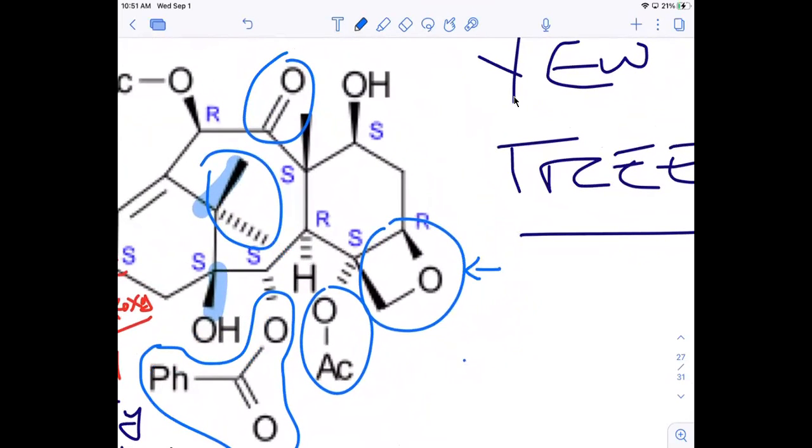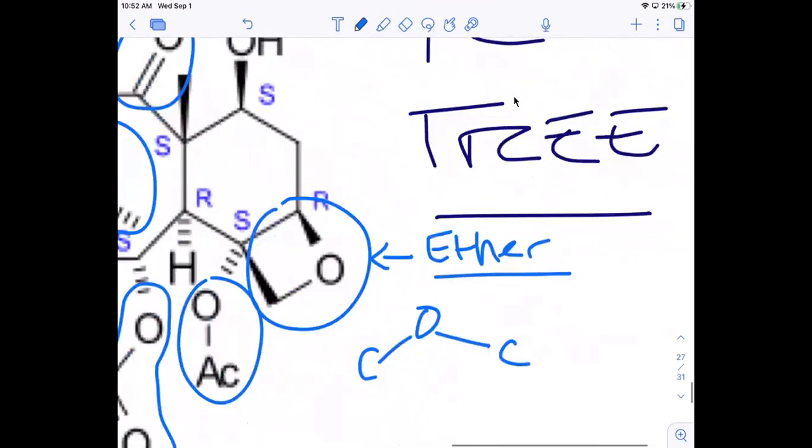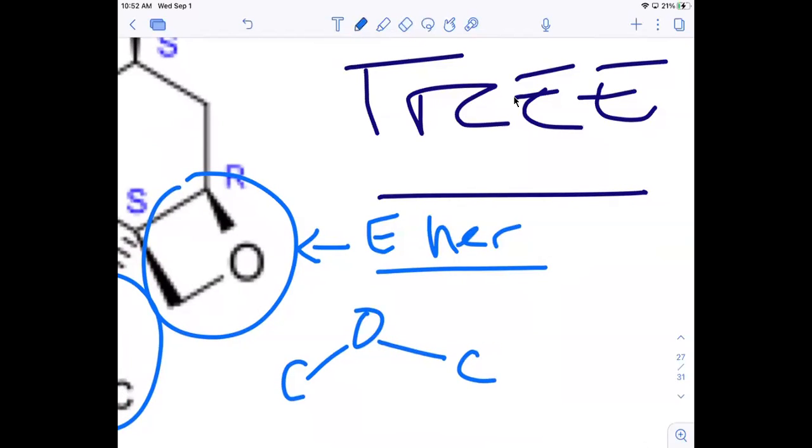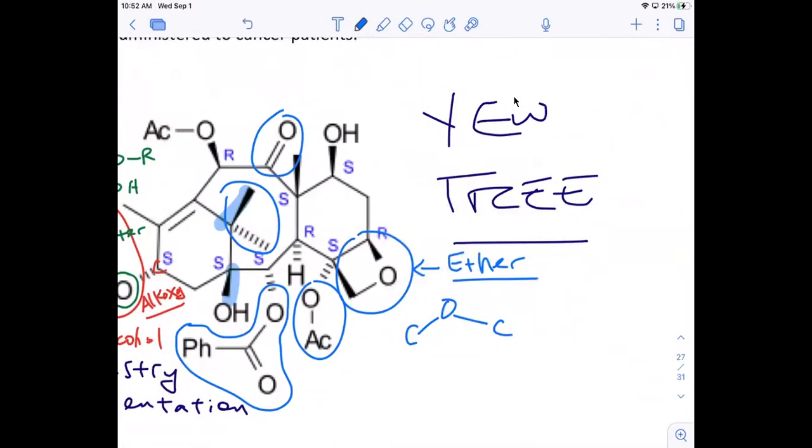What functional group is that? You have an oxygen with a single bond to carbon on either side of it with no double bonds. Ether. Good. Who was that? Janelle. Very good. It's pronounced ether, but you're absolutely right. All right, great. That's a very prevalent functional group, the ether functional group.